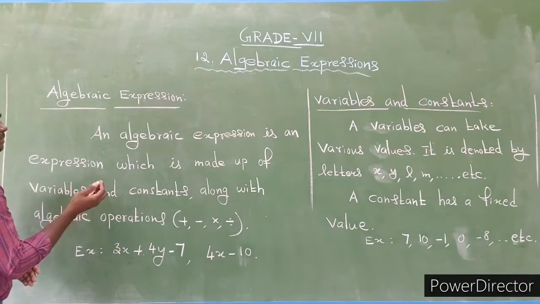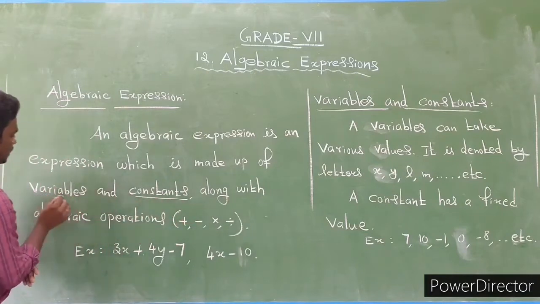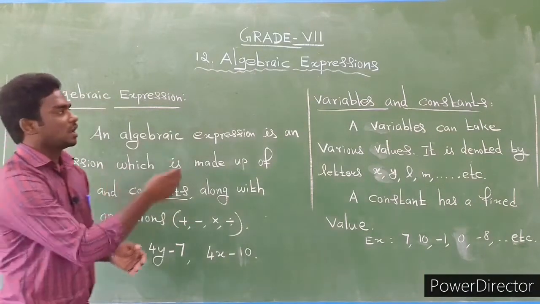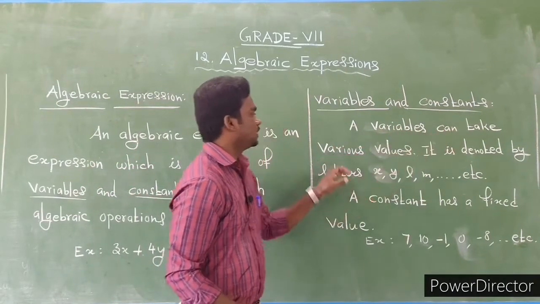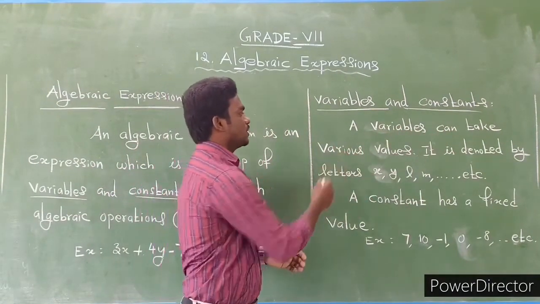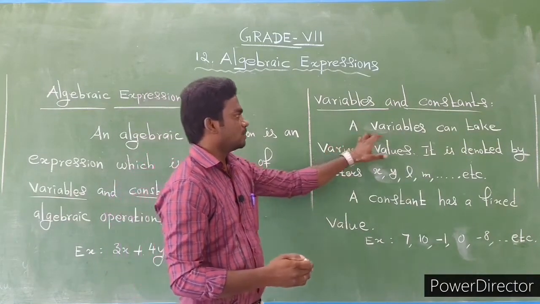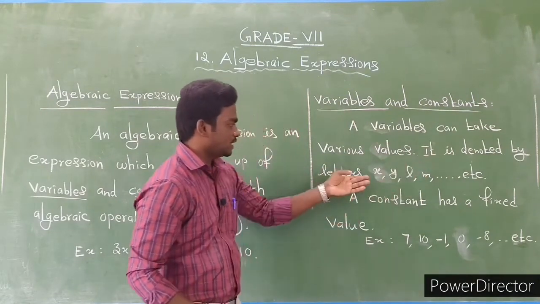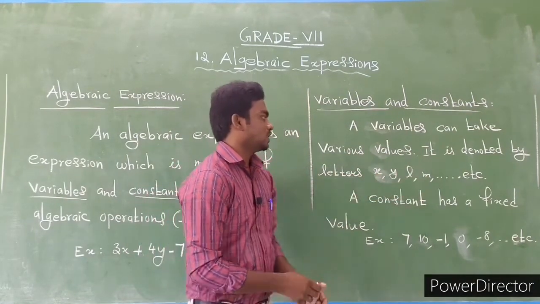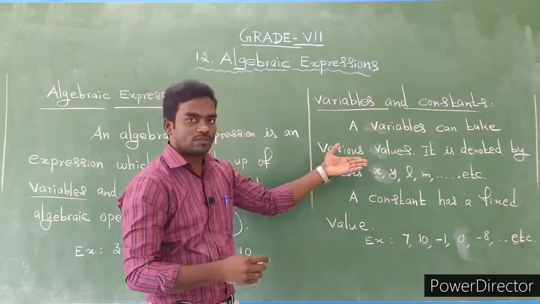Now, what is meant by variables and constants? Let's recall. A variable can take various values, which means the value can change. It is denoted by letters x, y, l, etc. That means variables are denoted by the small letters a to z.